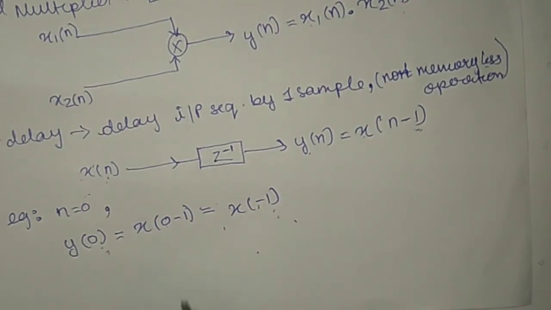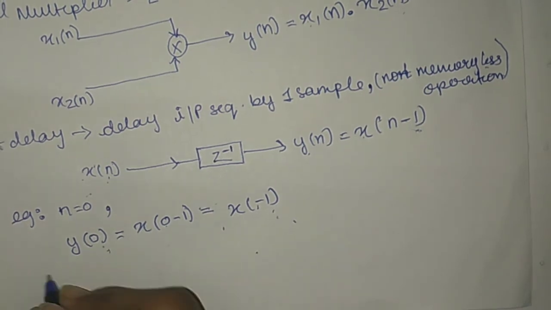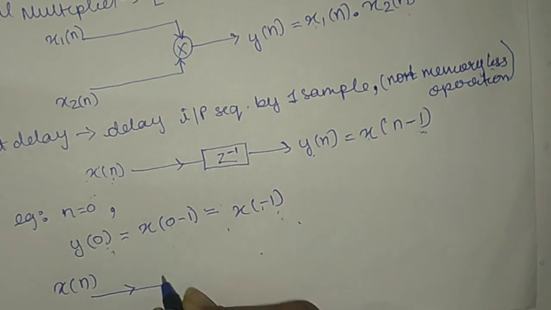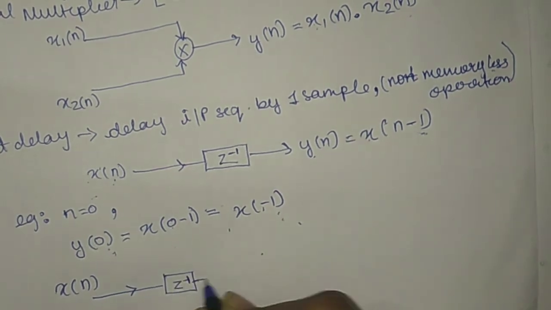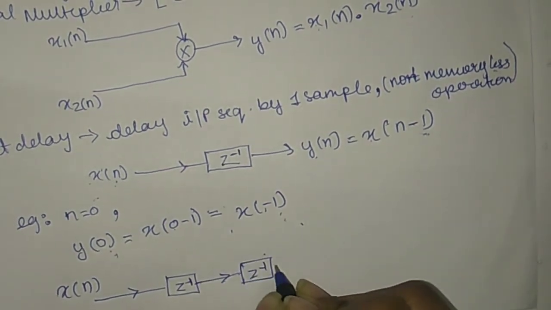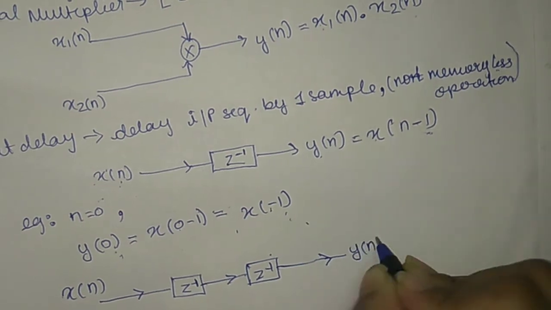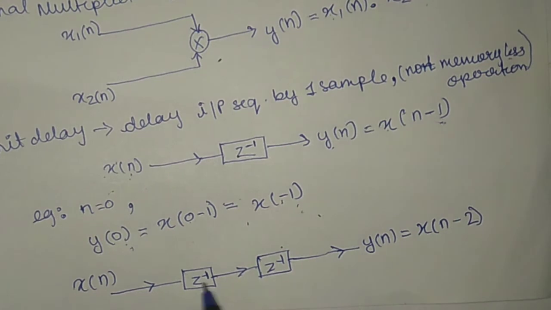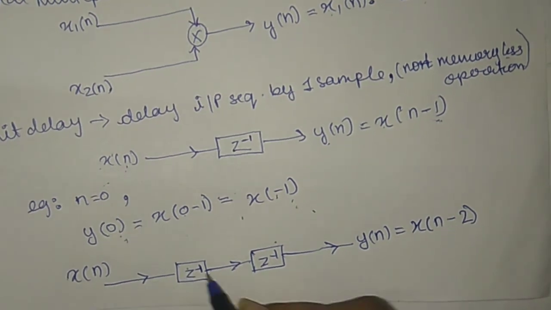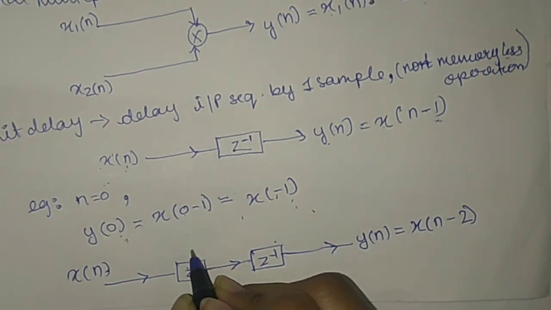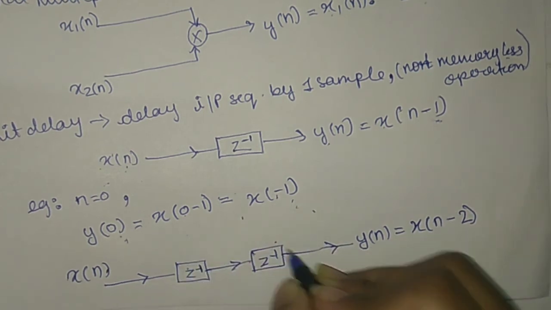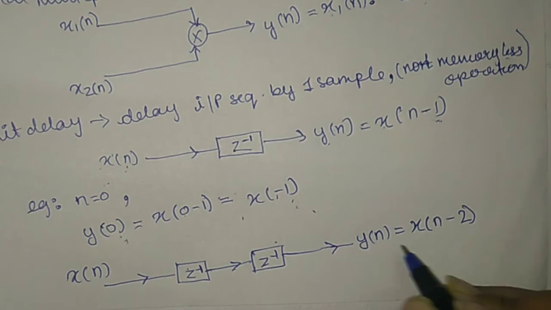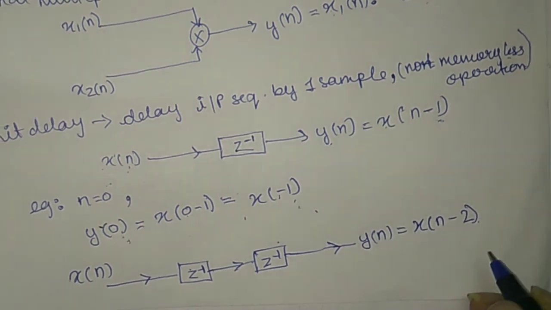And if we have to delay a signal by two samples, it can be done as follows. Here x of n is the input. Here we will require two blocks: first delay, then second delay. So the final output is y of n equals x of n minus 2. After the first block the output would be x of n minus 1, and after the second, y of n is equal to x of n minus 1 minus 1, which is ultimately equal to x of n minus 2. I hope you got this.